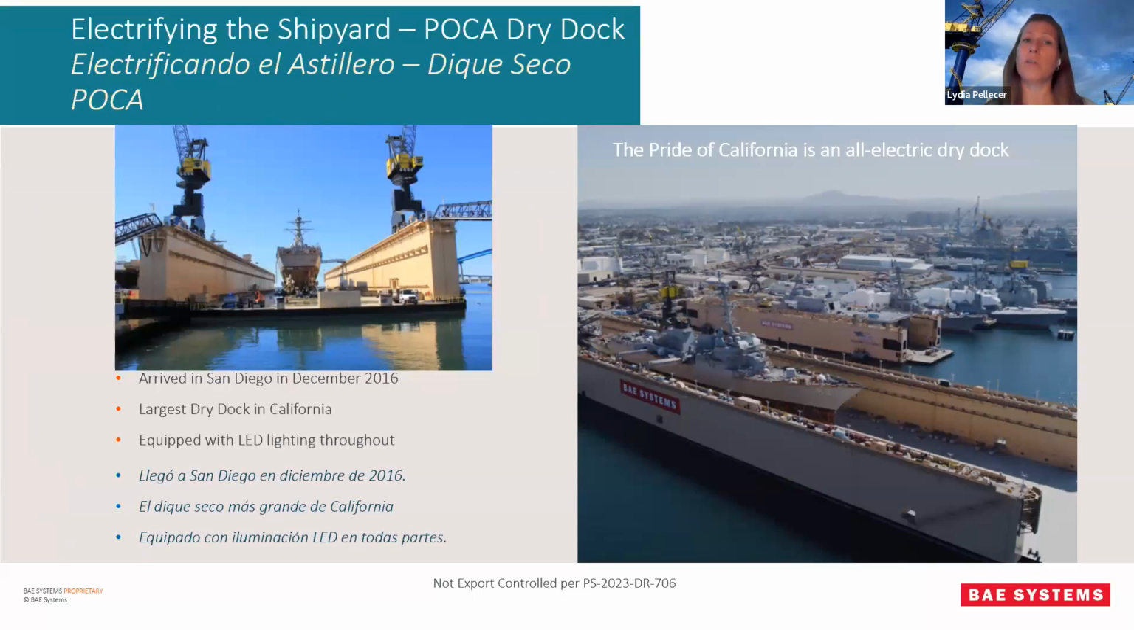Some other things I did want to focus on, away from welding, that we're doing to reduce emissions. Back in late 2016, we brought in the dry dock I had mentioned earlier, the Pride of California. Some of the great things about this newer dry dock: you can see the two cranes up there on both sides of the wing wall. Those are fully electric. The electric crane over to the left of the picture actually services all of Pier 1 as well. So when we put a ship over there, you get a two for one, and we didn't have to use an older diesel crane to service that side of the pier. It's equipped with LED lighting throughout the entire dry dock, which reduces our energy usage. You can go to the next slide.